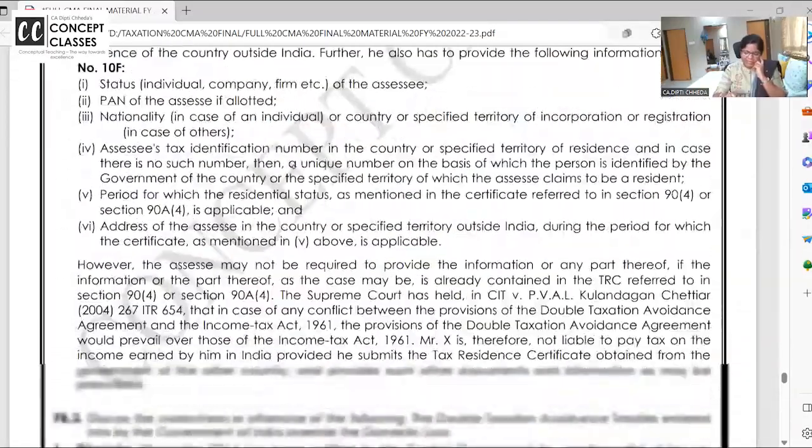Did you all write it? Either DTAA will prevail over the Income Tax Act, or DTAA. But if GAAR is applicable, GAAR is for these kinds of transactions, where you are routing to save tax, entering into a transaction with a foreign country through a third country and all. If there is GAAR and DTAA, then GAAR will prevail. So that's all for today's class.